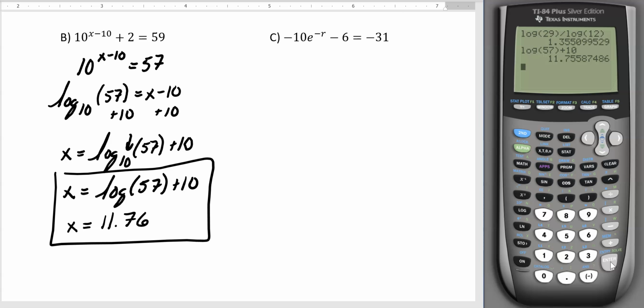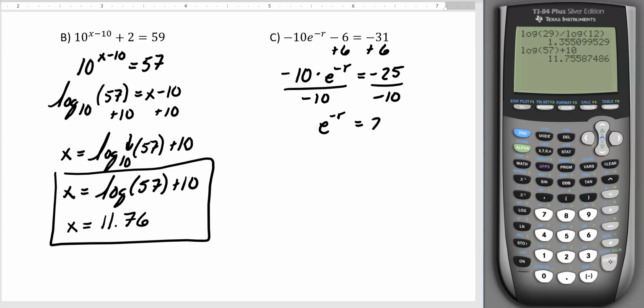All right. Ooh, C, okay. So this time our base is e, but we have a lot of stuff going on around it. We've got to isolate this e to the negative r. So I'm going to start by adding 6 to both sides. When I do that, I get negative 10 times e to the negative r equals negative 25. And then divide by negative 10, divide by negative 10. When I do that, I get e to the negative r equals 2.5. Negative divided by negative gives me a positive.